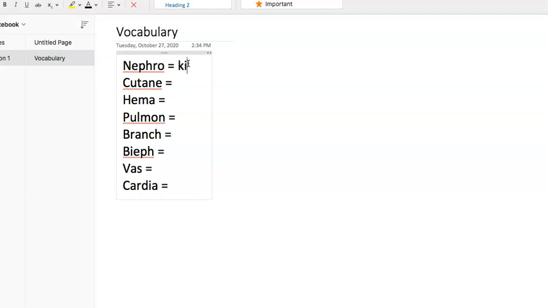So nephro means kidney. Cutane, skin. Hema, blood. We'll go through what type of question you're likely to see here once we finish entering all these. Pulmon, lungs. Branch, also lungs. Then eyelid, glasses, veins. Cardia is probably the one that everybody knows.